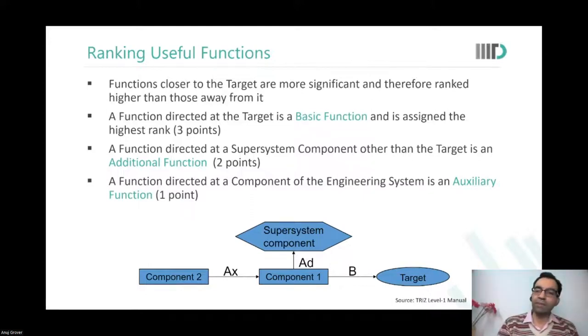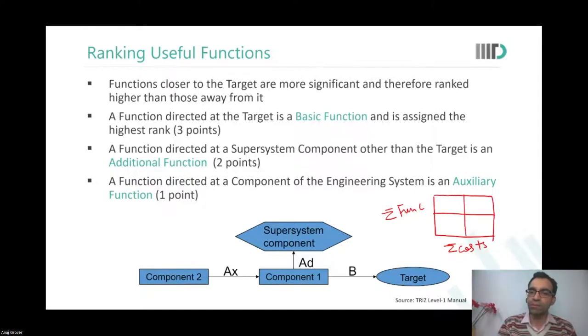Do you remember we made a chart of value where we said sigma of functions upon sigma of costs, and we said that more functions and lower cost is high value. You remember this? We wanted to be in this quadrant. Yes, sir. So this ranking, giving points to different functions, is being done so that we can place different components in these quadrants. So if a particular component is involved in a basic function and 2 additional functions, we would say the sigma of function is 7.